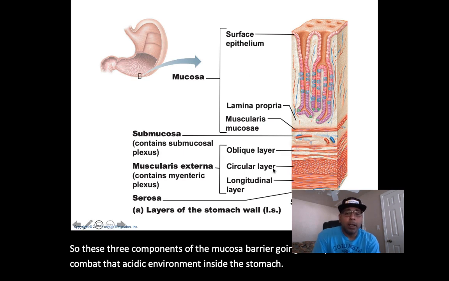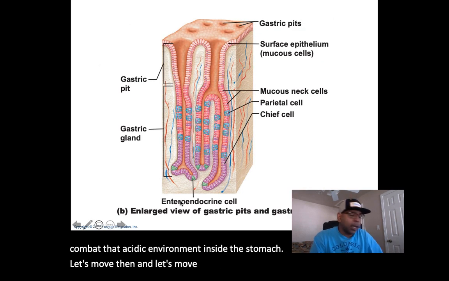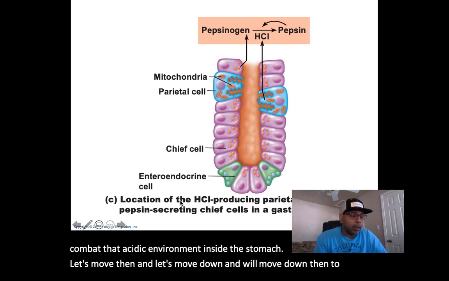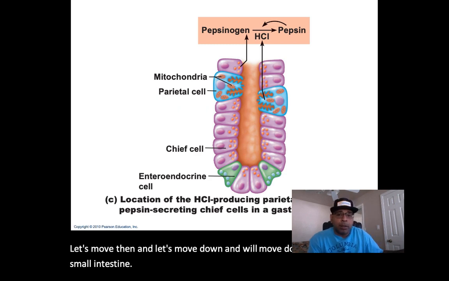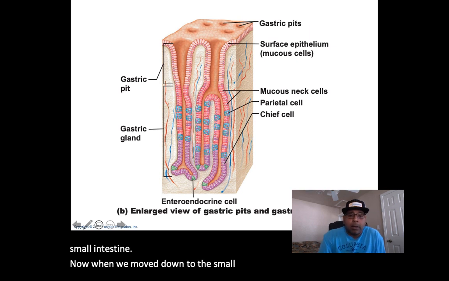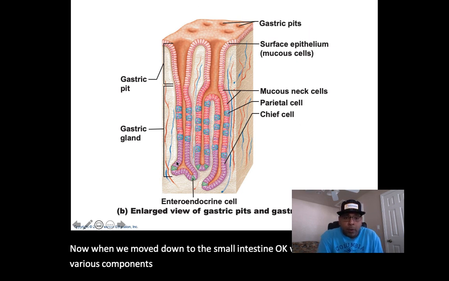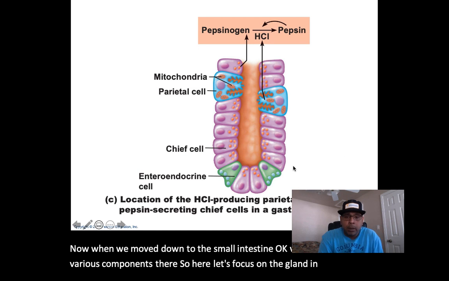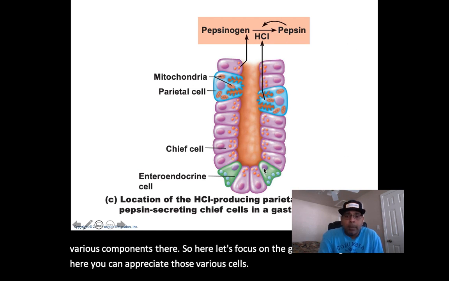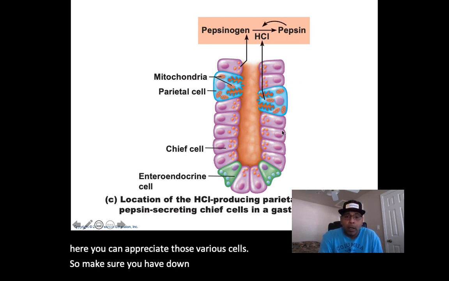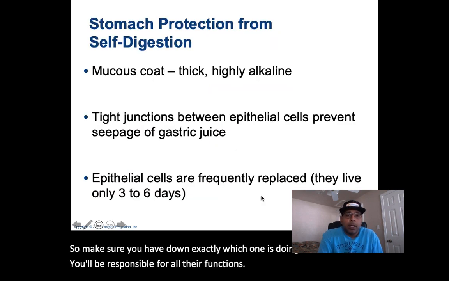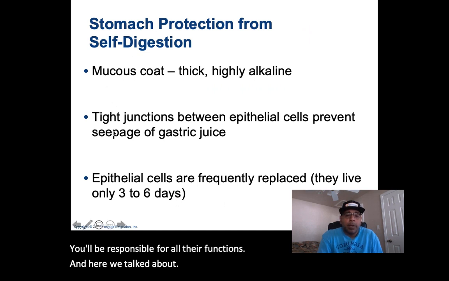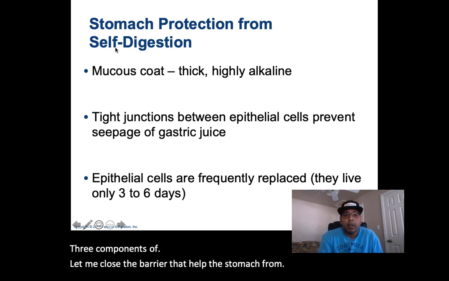Let's move down then to the small intestine. Now when we move down to the small intestine, we'll check out the various components there. So here let's focus on the gland, and here you can appreciate those various cells. So make sure you have down exactly which one is doing what. You'll be responsible for all their functions. And then here we talked about the three components of the mucosal barrier that help the stomach from being self-digested.